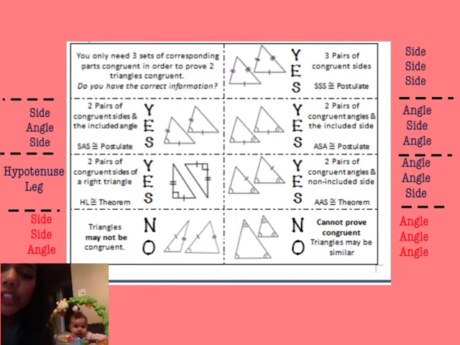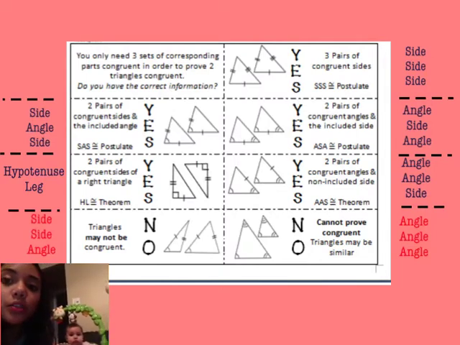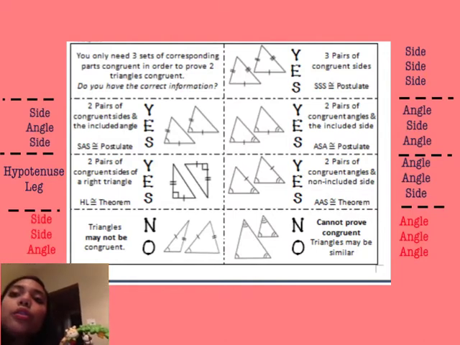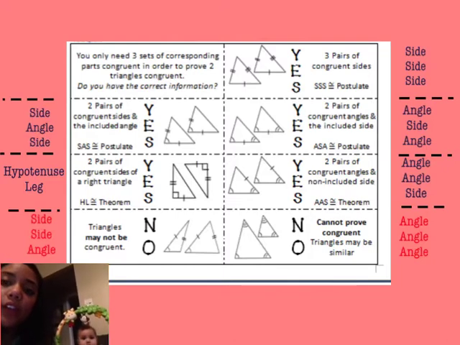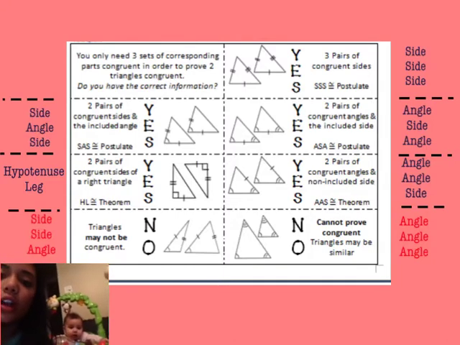I also attached an e-backpack, like an extra resource to help you if you don't understand what I'm explaining to you right now. Basically, you only need 3 sets of corresponding parts congruent in order to prove 2 triangles are congruent. So you need to figure out if you have the correct information or not.